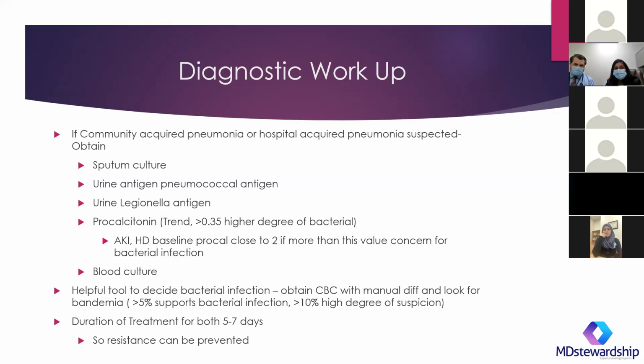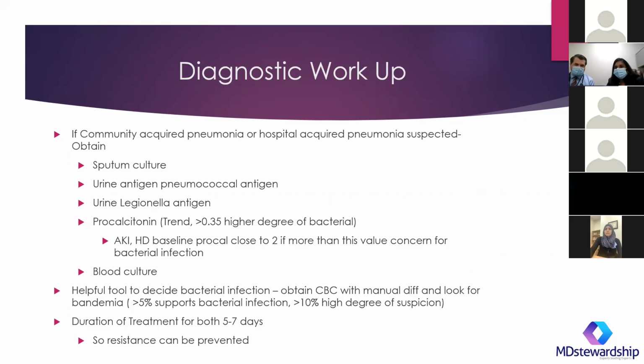I think it's really important to get a sputum culture. If you're able to get urine pneumococcal antigen, urine Legionella antigen, I think that's really helpful. And then blood cultures, if you have high degree of suspicion, because of strep pneumo, for example, 40% of the time that'll show up in the blood. So it's kind of like including for your ventilator-associated pneumonia too. I think we need to be getting sputum, urine antigen, blood cultures, and also procalcitonin.